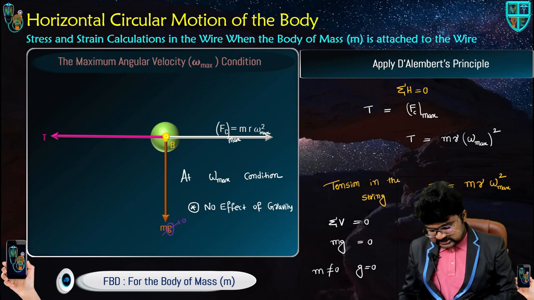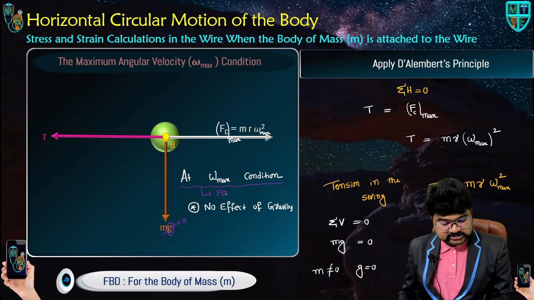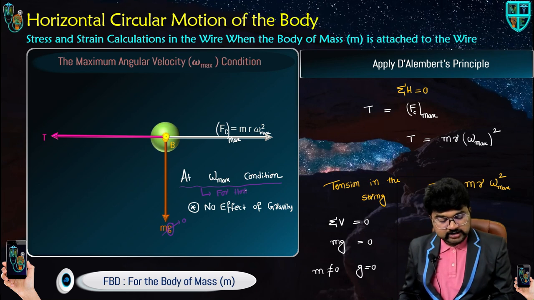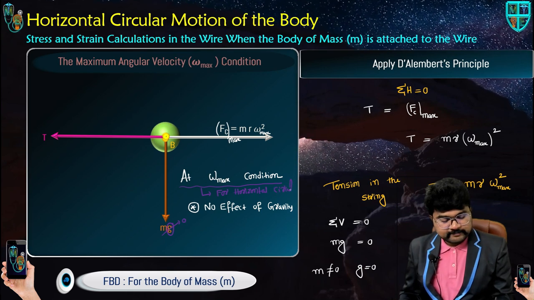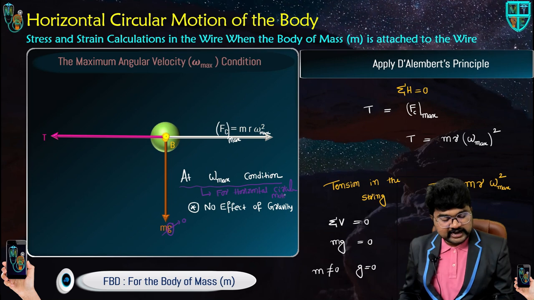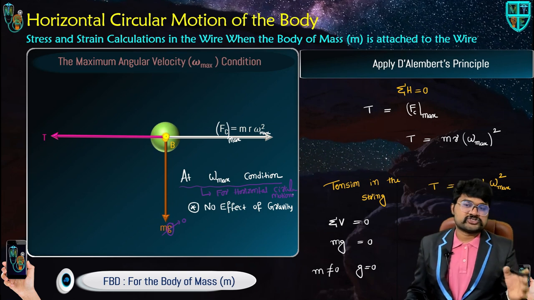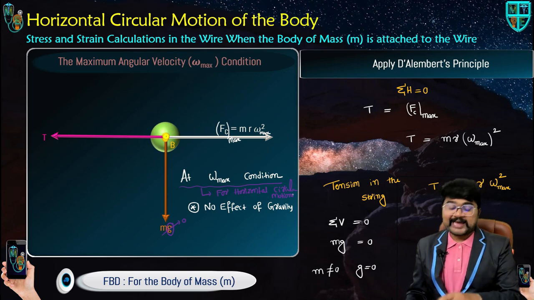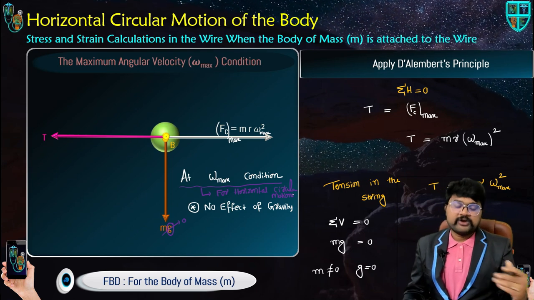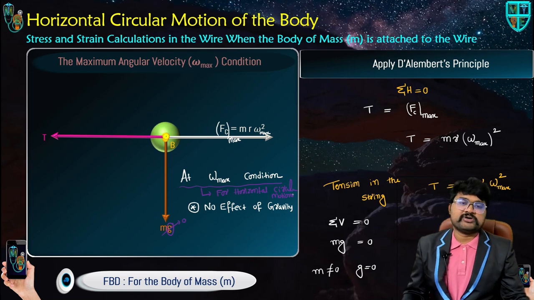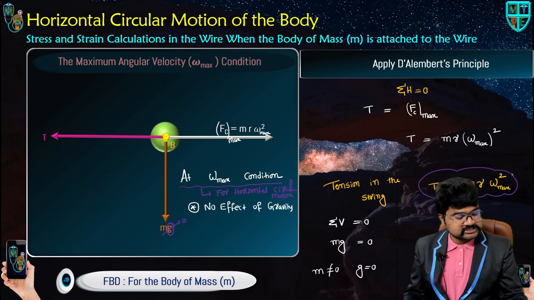So in this case, for horizontal circular motion, there is no effect of gravity. It is one of the important relations for horizontal circular motion of the body. If you apply both the things, the maximum angular velocity condition and no effect of gravity, acceleration due to gravity equal to 0, tension in the string is m r omega maximum square.